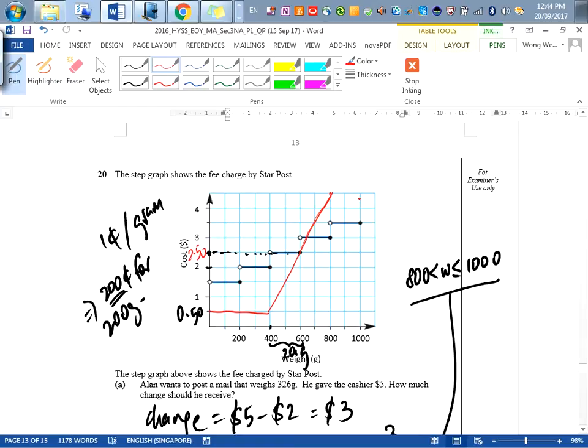Okay, so now, label Speedy. Okay, so now for 600 grams, what will you choose? Will you choose Speedy or will you choose Star? Why do you choose Star? But you're going to find out the price that you're going to pay for 600 grams, right? How much do you pay for Star Post? For Star Post, $2.50, right? For Speedy, same. So it doesn't matter.